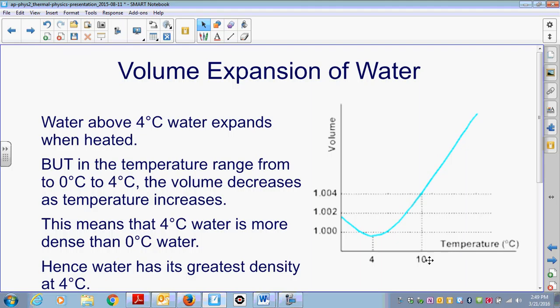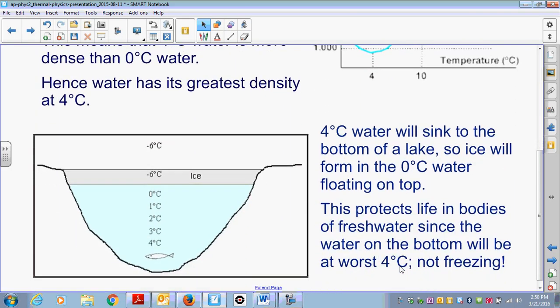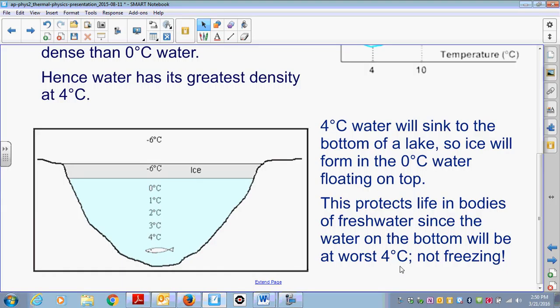Let's talk about volume expansion of water. Water above 4 degrees Celsius expands when heated, but in the temperature range from 0 to 4 degrees, the volume decreases as the temperature increases. This means that at 4 degrees Celsius, water is more dense than at 0 degrees Celsius. Hence, water has its greatest density at 4 degrees Celsius. 4 degrees Celsius water will sink to the bottom of the lake, so ice will form with the 0 degrees Celsius water floating on top. This protects life in bodies of fresh water, since the water on the bottom will be at worst 4 degrees Celsius, which is not freezing.